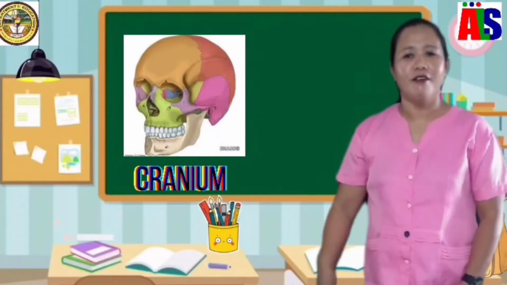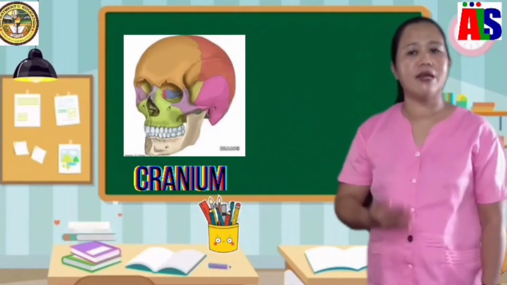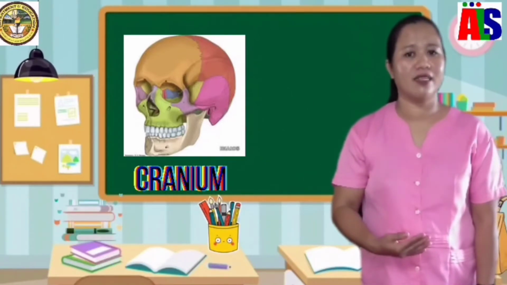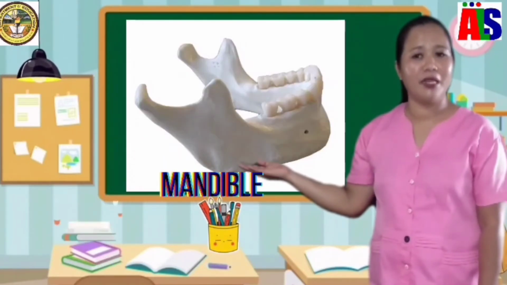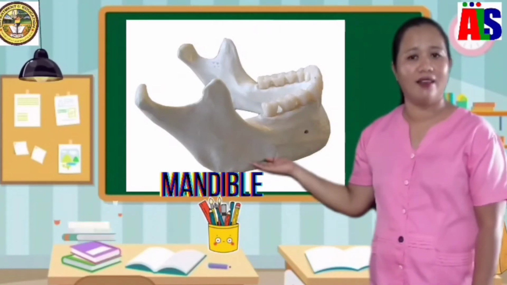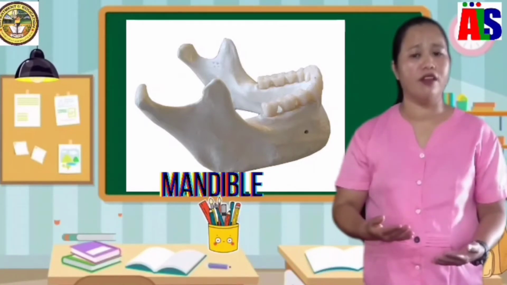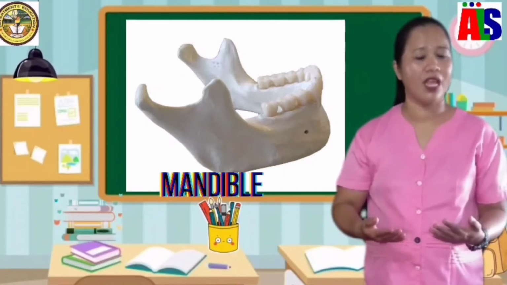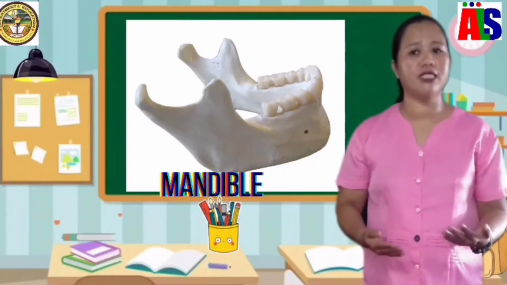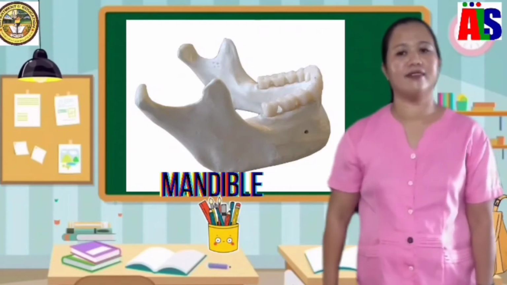Very good! First is the cranium. It protects the brain from bumps. Second is the mandible. It is found in the lower part of the skull, the largest and the strongest part of your face. It is used for chewing food and keeps the teeth in place.